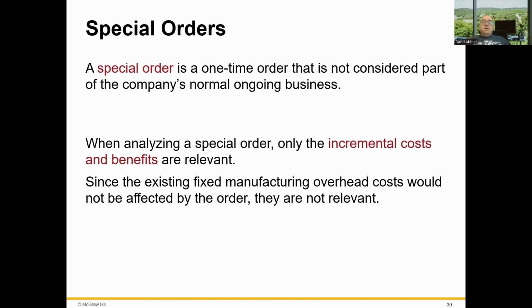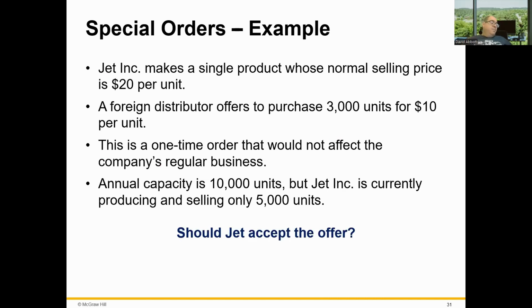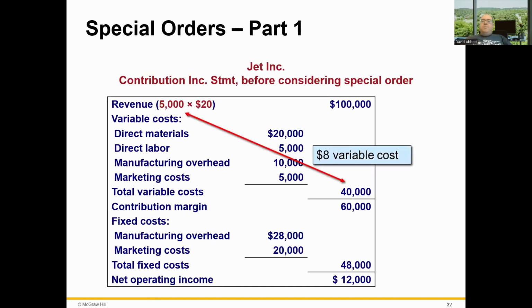So we'll look at Jet Inc. next. Okay, example. So we'll assume the following information with respect to a special order opportunity from Jet Inc. Should we accept the offer? Jet Inc. makes a single product whose normal selling price is $20 per unit. A foreign distributor offers to purchase 3,000 units for $10 per unit. This is a one-time order that would not affect the company's regular business. Annual capacity is 10,000 units, but Jet Inc. is currently producing and selling only 5,000 units. So should Jet accept the offer?